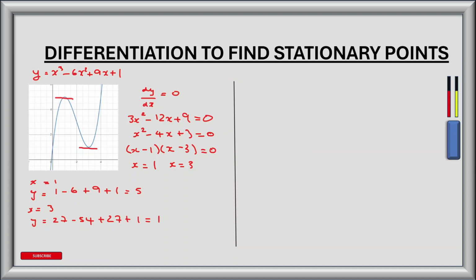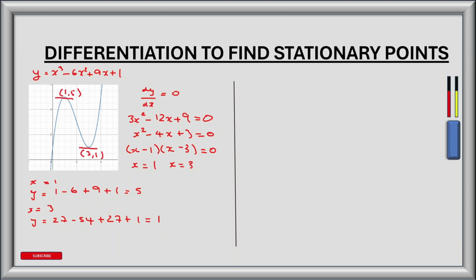So if we plot these coordinates on the curve, x is equal to 1 and y is equal to 5. So here we have x is equal to 1 and 5. And here we have x is equal to 3 and y is equal to 1. So it's quite easy to determine where the maximum and minimum points are on the curve when you can actually see the curve. So what happens when you can't see the curve? How do we determine whether those points are either a maximum or a minimum?